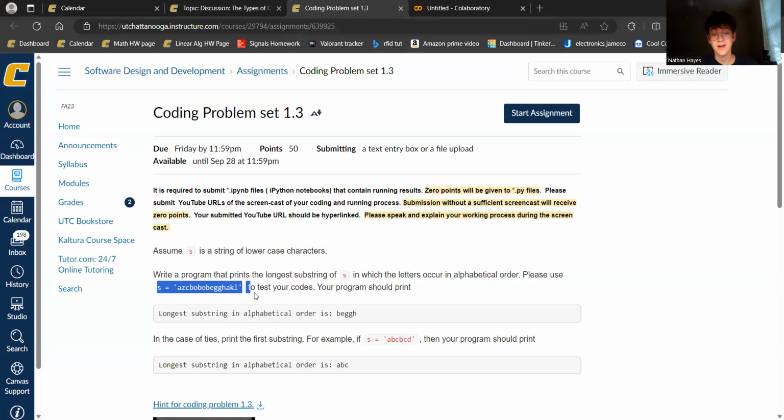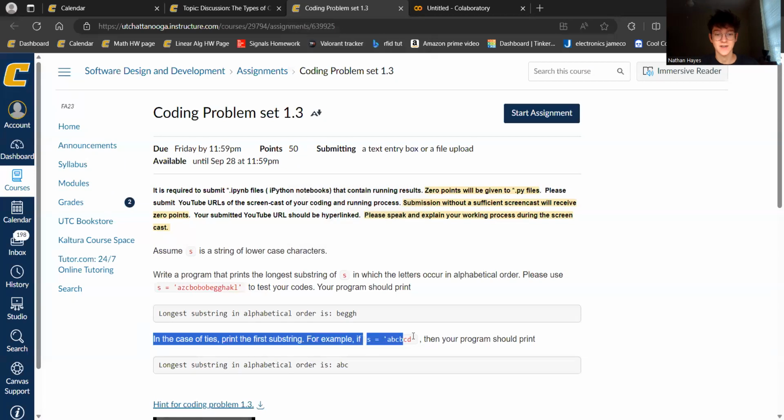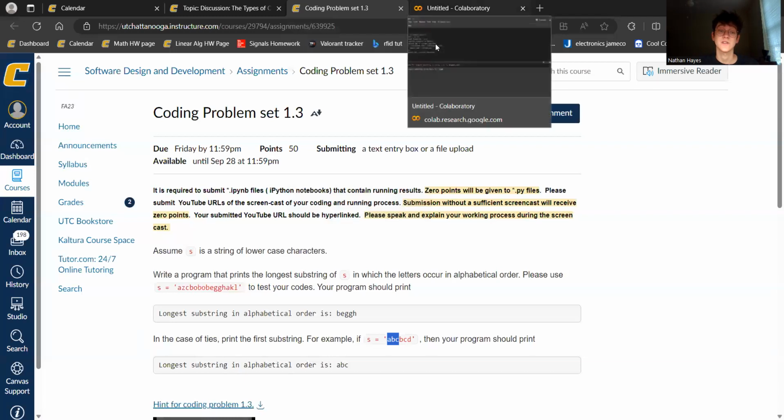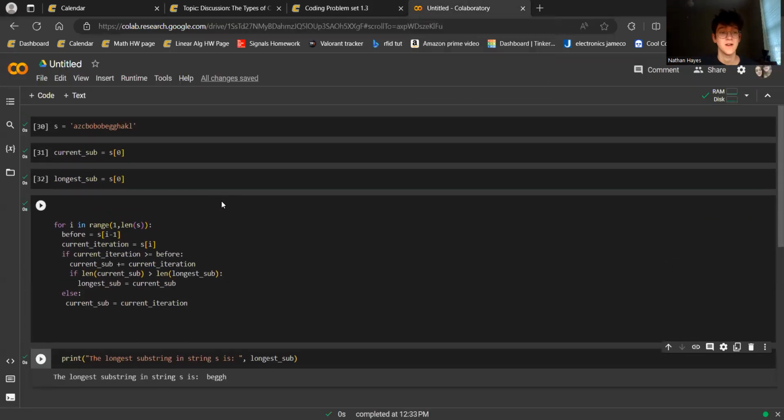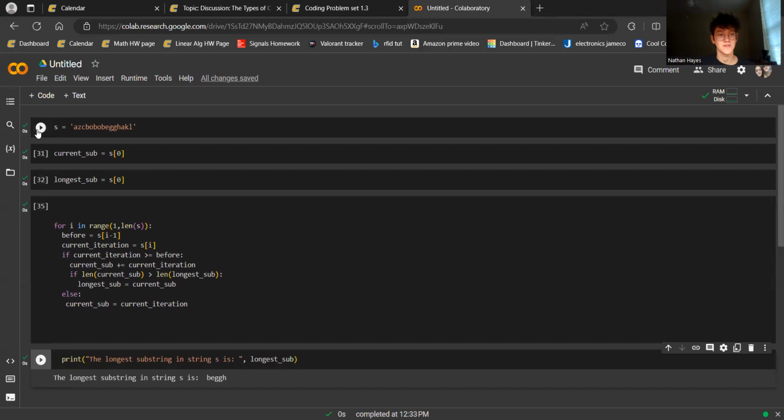This is my code for problem set 1.3, where you had a given string s, and you had to find the longest substring within that string where the characters were in alphabetical order, and in the case of ties, like this, it should print ABC, because we see it says ABC, and then B, C, D. So, a little tricky.